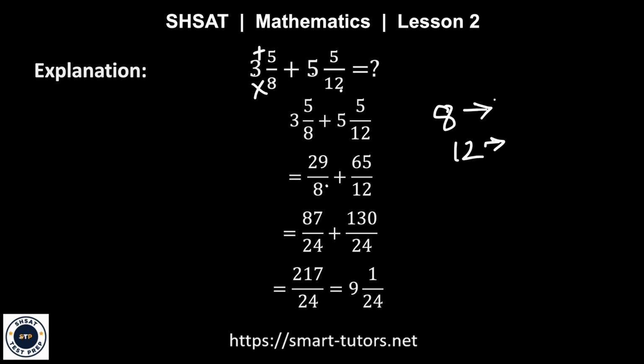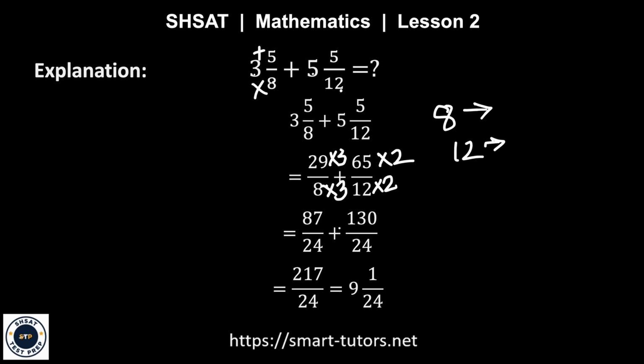If you write out the multiples of 8 and 12, you can find the common one. So the common denominator here is 24, right? Now what do you need to multiply 8 by to get 24? Multiply by 3, and for 12 multiply by 2. So that gives you 87 over 24 and 130 over 24.